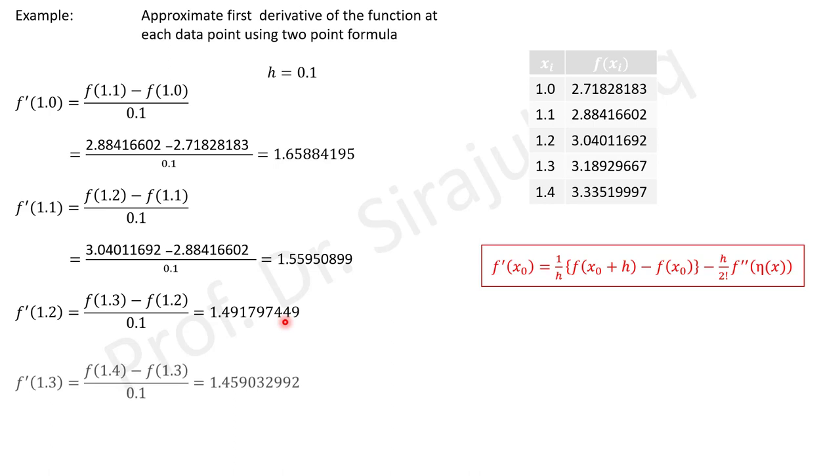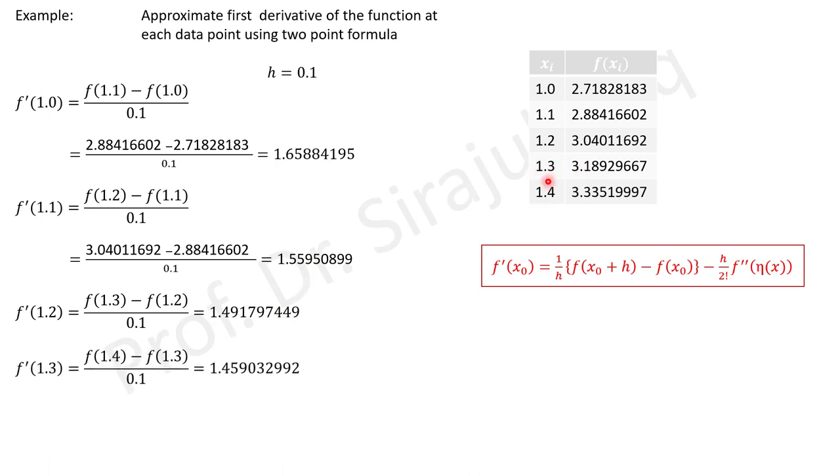Now let's come to the next point, 1.3. Remember, in this case the value of x naught is 1.3. So 1.3 plus 0.1 is 1.4, which you can see over there, minus f of x naught, divided by h. f of 1.4 minus f of 1.3 divided by h gives you the approximated value of the derivative.